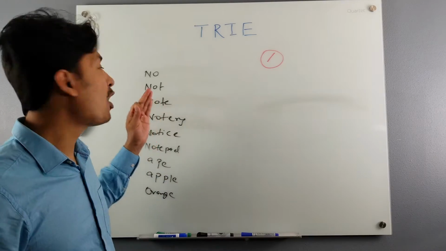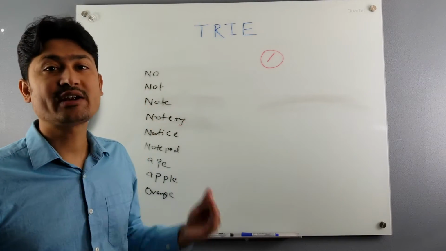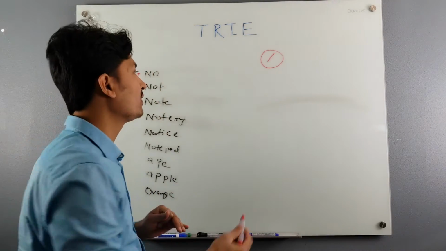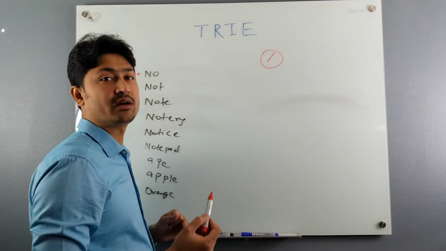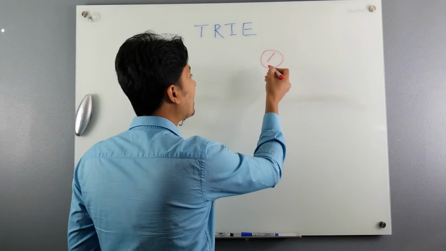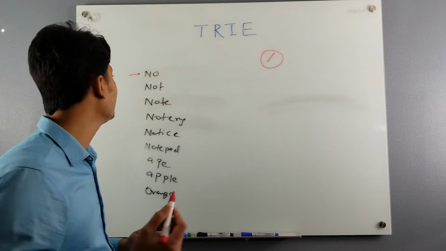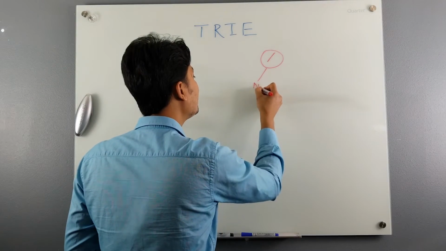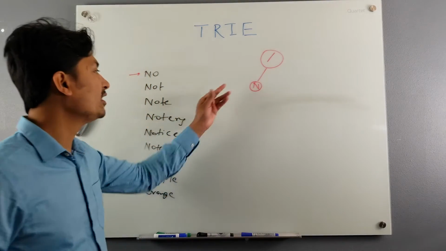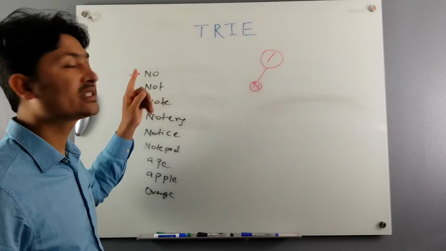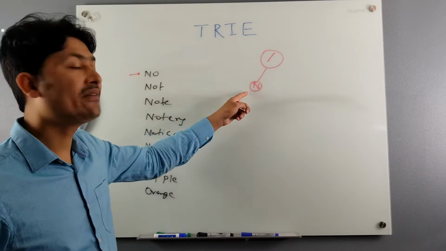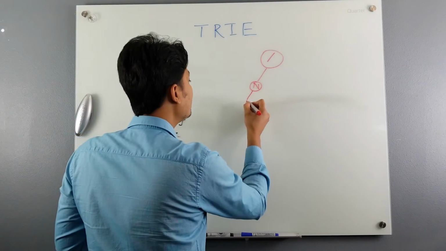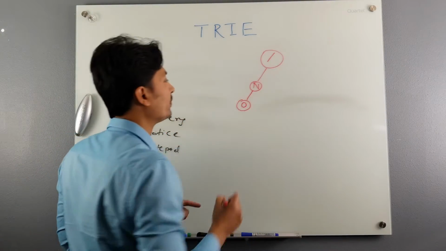Now let's see how we can insert those words into the trie. If you start with the first word, which is no, you go to the root of the trie and ask, do you have any child with letter N? It says no, so you create a node with the letter N. Then you come to N and for the next character, you ask, do you have any child with letter O? It says no. So you create another node with letter O.